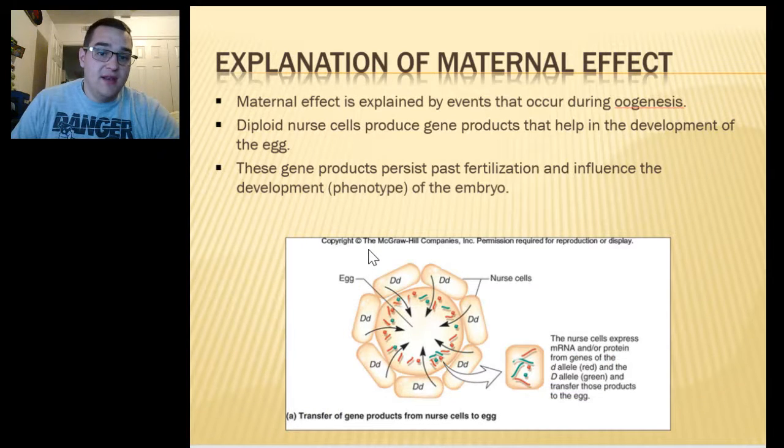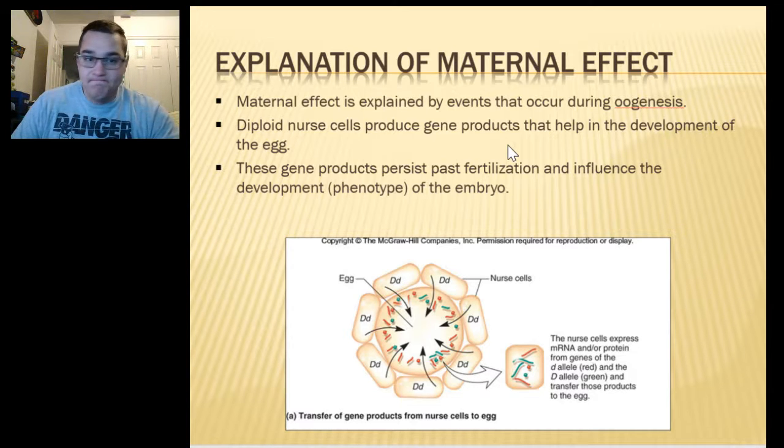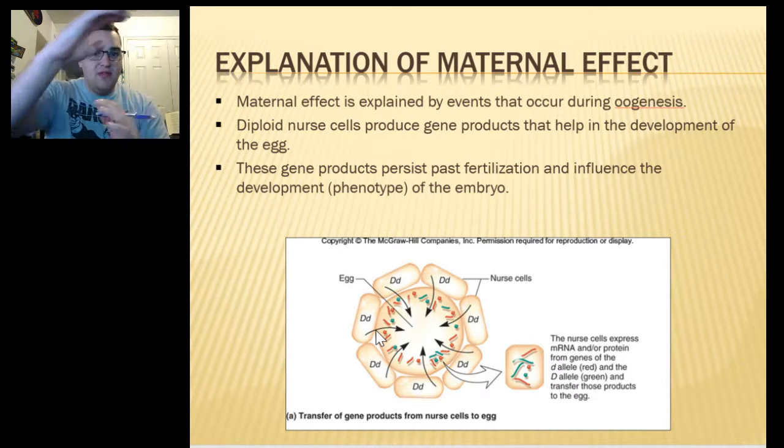Here's kind of how this works with the maternal effects during the making of the eggs. You end up with diploid nurse cells helping the development of the egg, and they're the ones that help do it. The nurse cells come from the mom, and the mom's proteins cause it to spin the way it's spinning.